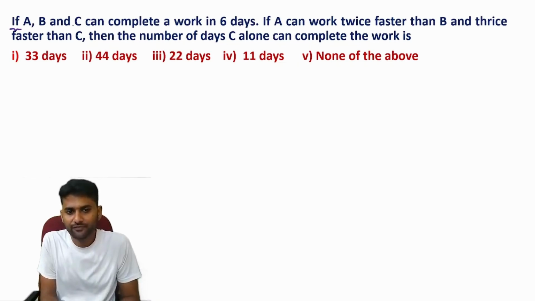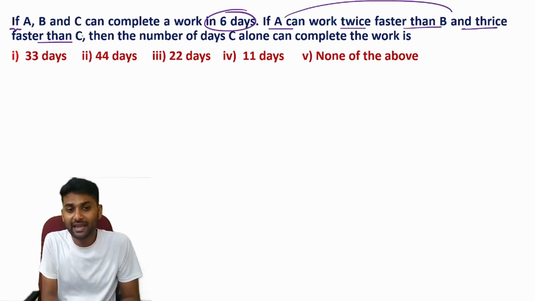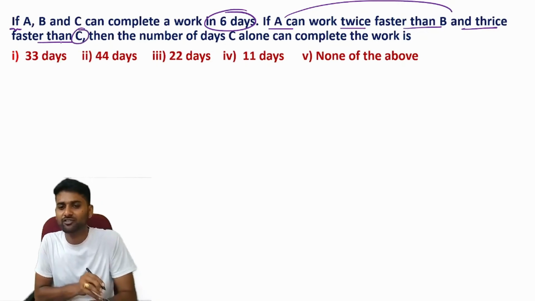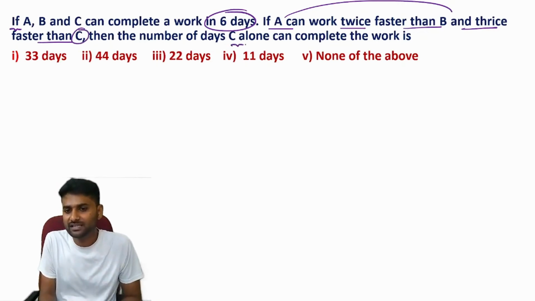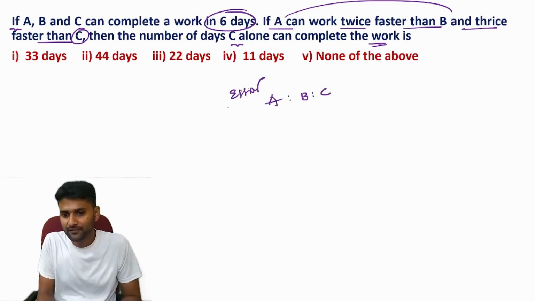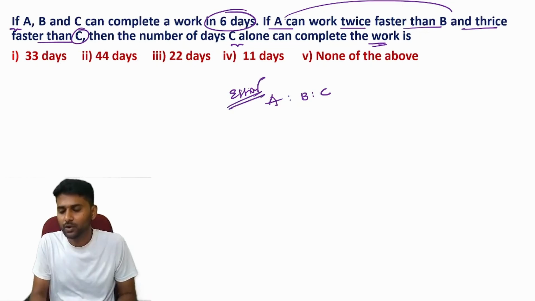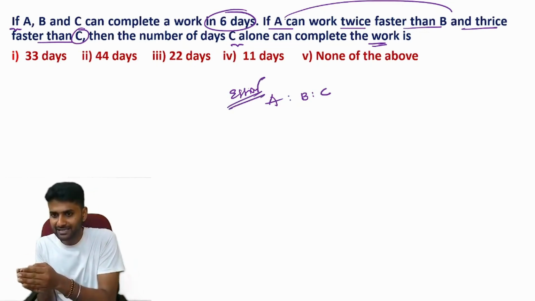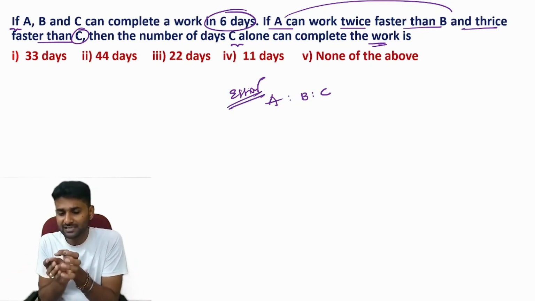Now let's see this question. If A, B, C can complete the work in 6 days, and A works twice as fast as B and thrice as fast as C. So A is compared with B and A is compared with C: 2 times of B, 3 times of C. Then C alone can do the work in how many days? First you have to identify the efficiency of A, B, C.